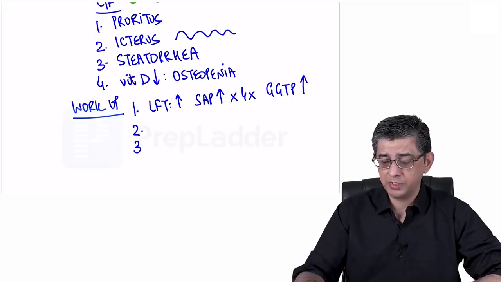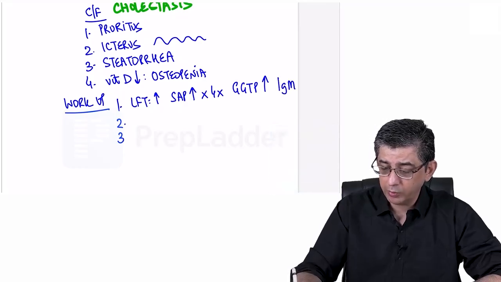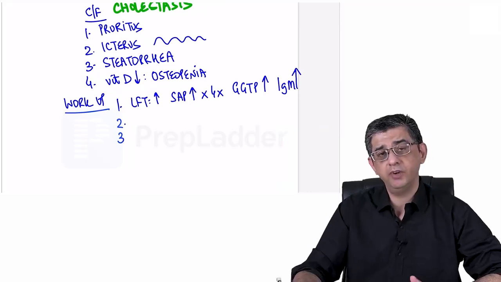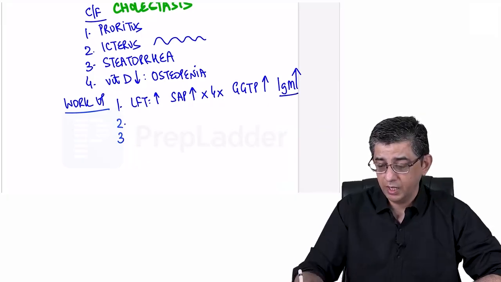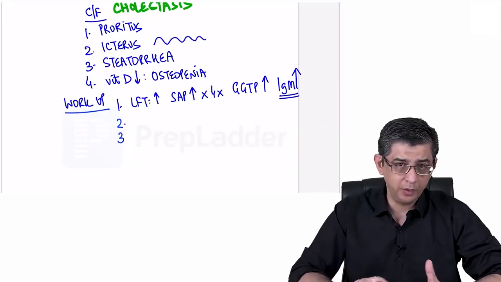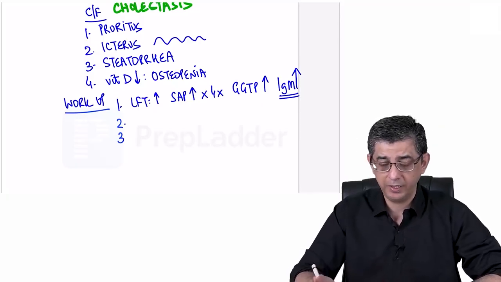So it's a very non-specific test, and there is hypergammaglobulinemia. If I do antibody profiling in these patients, IgM values will be elevated. Though I've written IgM along with LFT only, I want to say that because this is an autoimmune mediated process with a genetic predisposition, immunoglobulin M levels are grossly elevated.